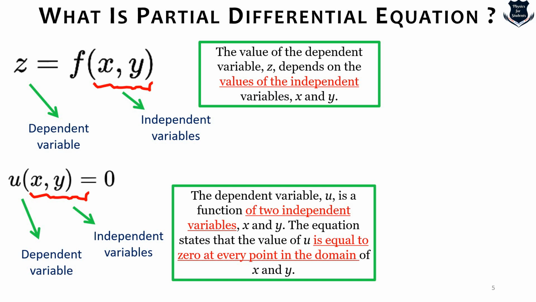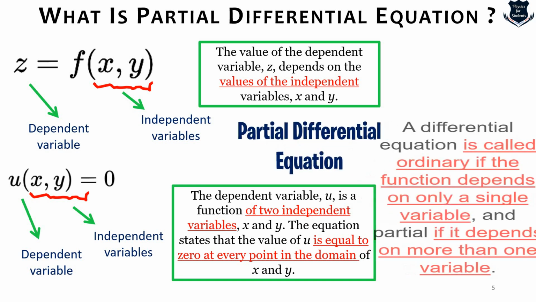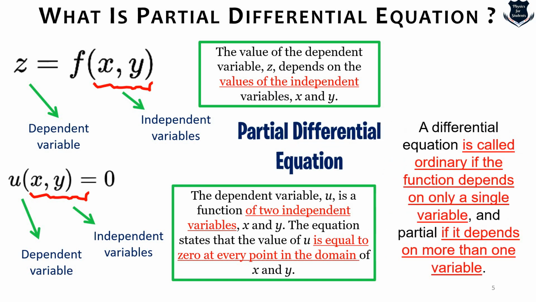So in this equation, the dependent variable u is a function of two independent variables x and y. This equation states that the value of u is equal to 0 at every point in the domain of x and y. Don't worry if you don't know what the domain is, we will deal with it later. That is quite simple. So this is what is called a partial differential equation, with more than one variable like x, y, z, t and so on.